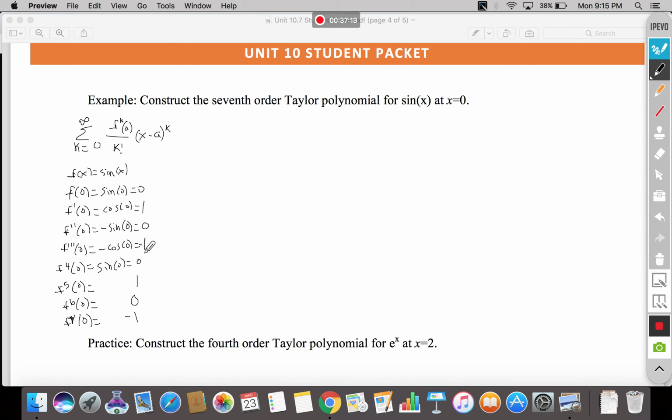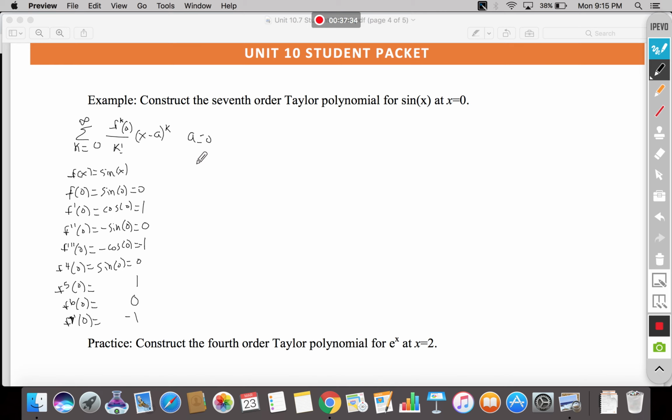Okay, now I've got to put all this stuff together. Here's what I need. Remember, I need the derivatives. I need to divide them by whatever term I'm on factorial, times x minus a to the term. And I know in this case, a equals 0. So what's my Taylor polynomial going to look like? What do I know?